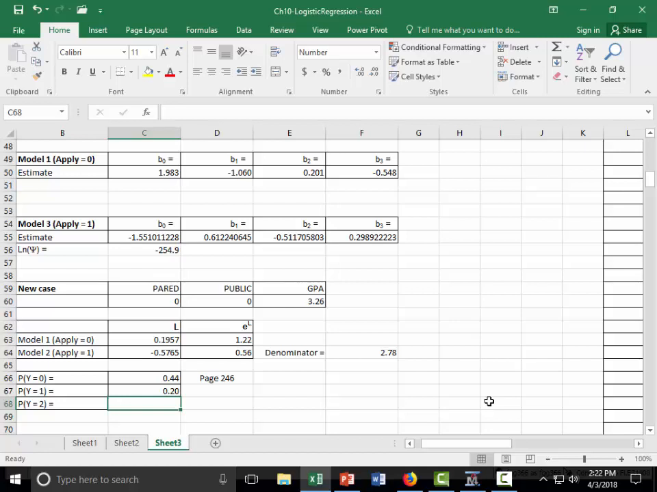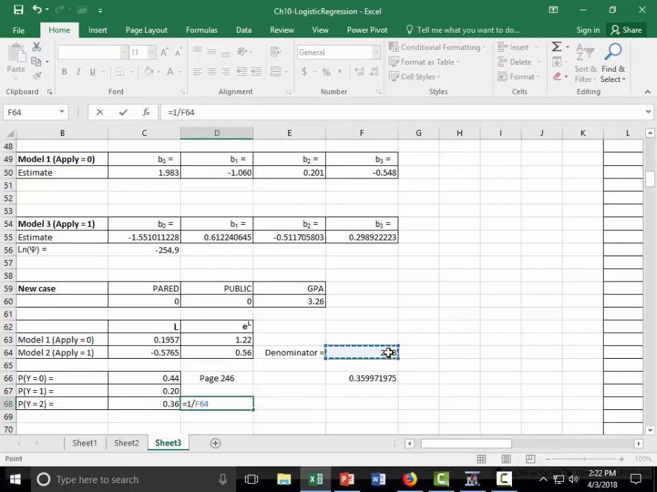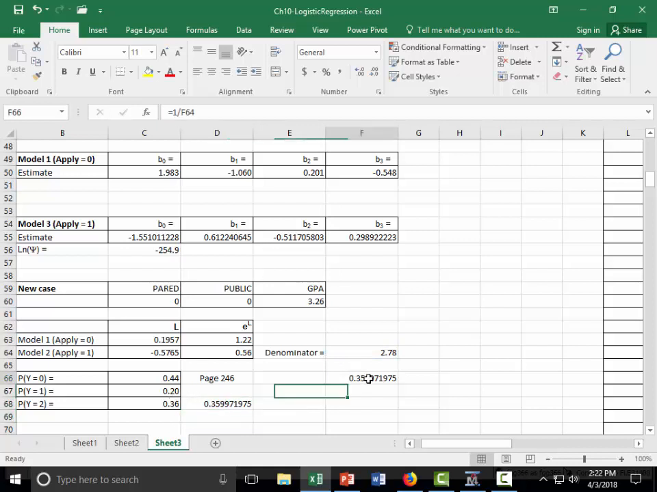Or it will be 1 minus the sum of these two. Okay. And that would be equal to 1 over that denominator. So that would be the same as well. So if you go 1 over that denominator, you get the same value.